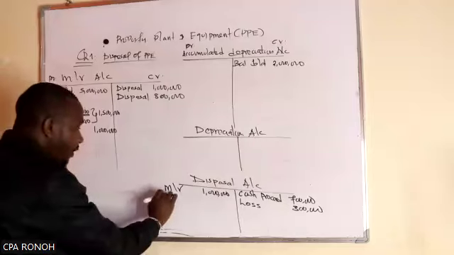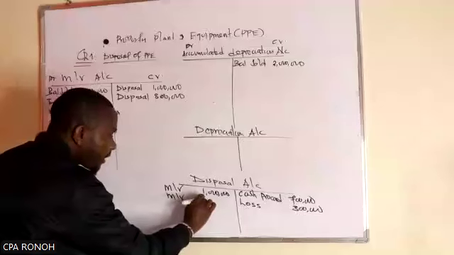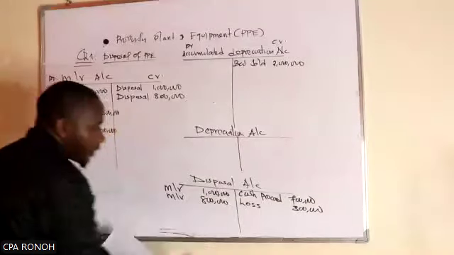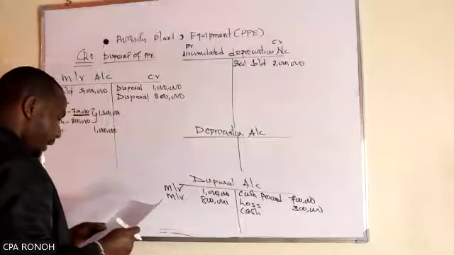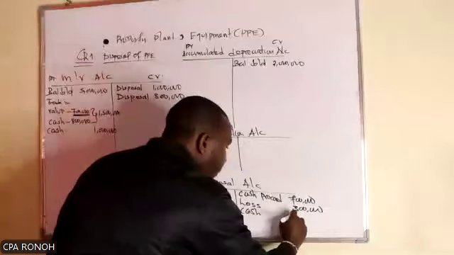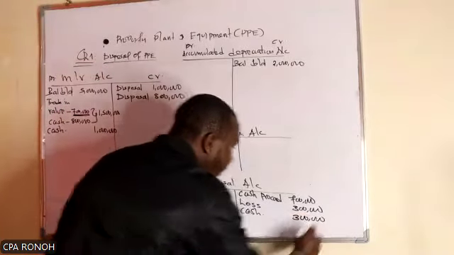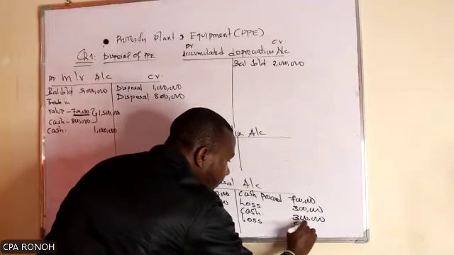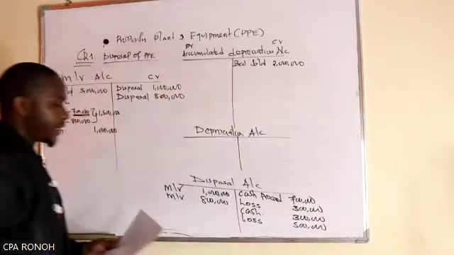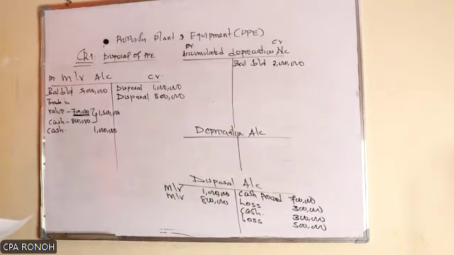So you also come here, another motor vehicle, 800,000. The cash, it was disposed at 300,000. So again, there is a loss of 500,000.